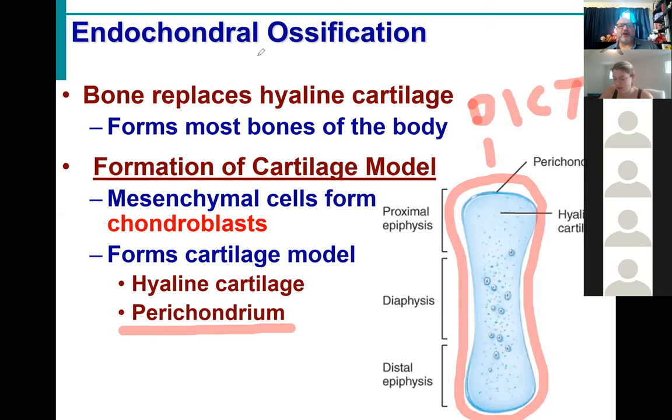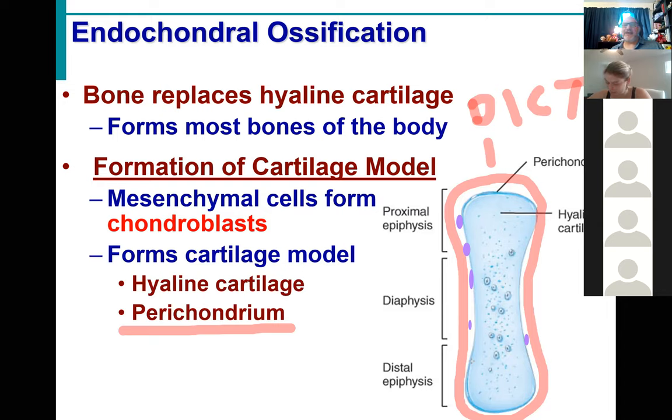And just as we saw in bone, as we talked about last week, there are going to be mesenchymal cells that are going to be housed under this perichondrium. And so this is the basic anatomy of what our hyaline cartilage model is going to look like: a big chunk of cartilage that is shaped like the bone we want, wrapped with a perichondrium that houses mesenchymal cells inside of it.